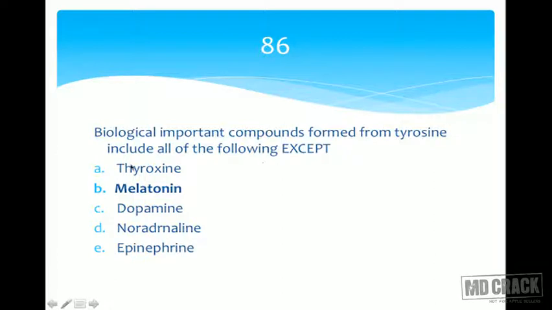So melatonin is involved in different functions: seasonal variation, circadian rhythm, diurnal variation of different hormones. All different rhythms, the biological clock, is supposed to be because of melatonin. So it is got from tryptophan. So let's look at the next question.